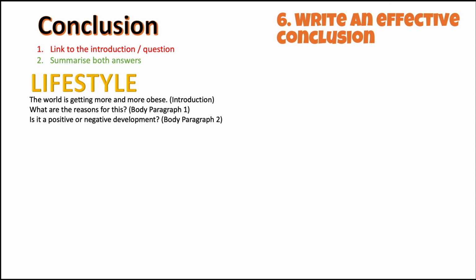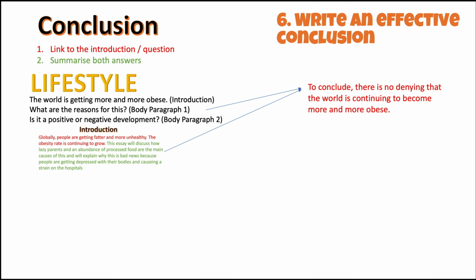So let's use the lifestyle one because that's the ones we wrote the body paragraph for. So we need to look at our introduction. We need to say, to conclude, there is no denying that the world is continuing to become more and more obese. We link it to the introduction. As you can see, it says globally people are getting fatter. And now we're saying that globally there's no denying that the world is continuing to be obese. So we've linked to the introduction and the question.